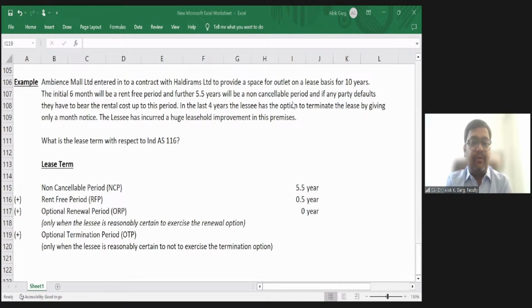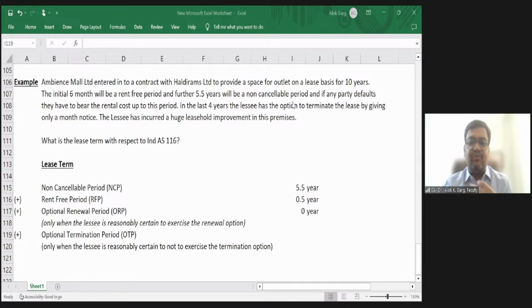So Ridhima has also responded with the logic that this 4 year needs to be taken as there are high chances that the lessee will not avail the termination option. Lessee will continue in this premises. You are right, Ridhima, and you are right, Geeta. The lessee has incurred a huge leasehold improvement, huge expenses on the renovation of that asset, that premises. So of course, lessee wants to continue even after 10 years because the cost is huge.